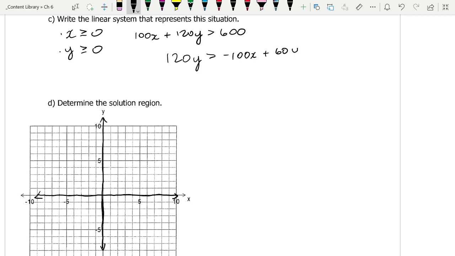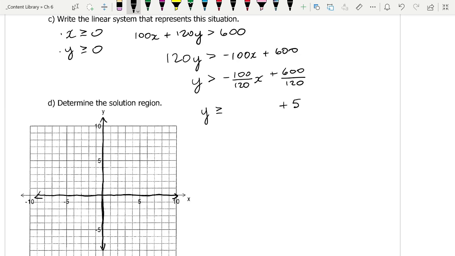So I'm going to minus 100x on both sides. Then I'm going to divide both sides of the equation by 120. So that's a negative 100 over 120x, and then minus 600, oh no, that one's plus, sorry, plus 600 over 120. And I would kind of like to simplify those. So what's 600 divided by 120? 60 divided by 12 is 5. You can use your calculator to help you if you want. This is 5.